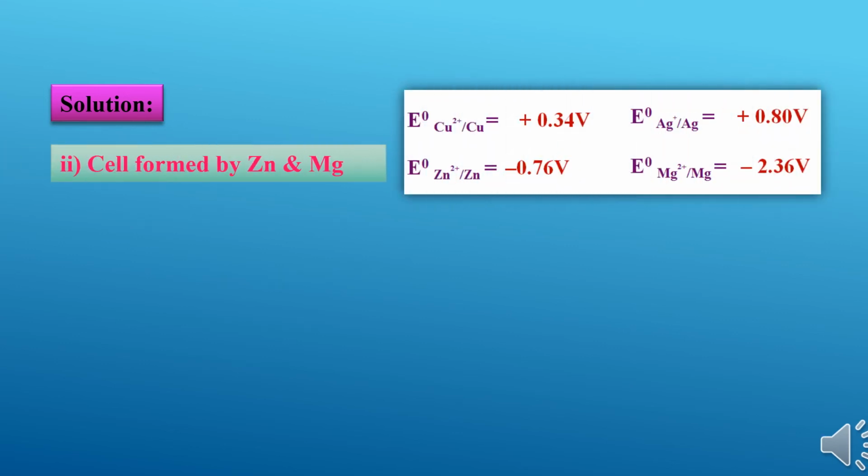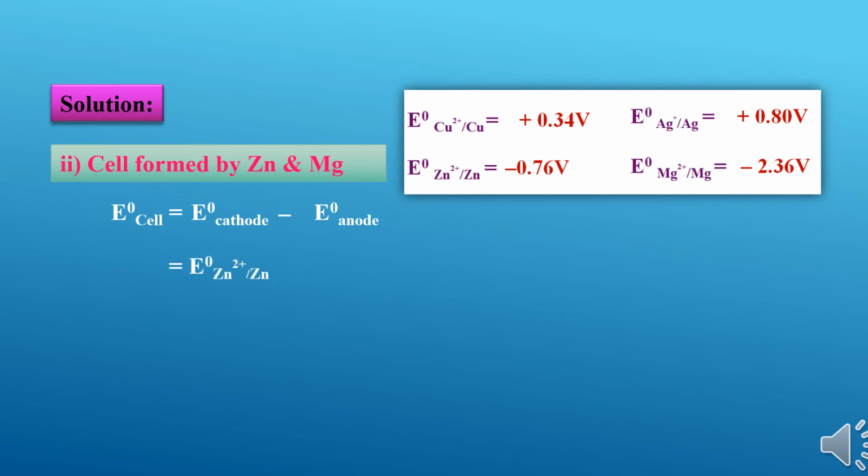Second one is cell formed by zinc and magnesium. The standard electrode potential values for Zn and magnesium are given, and the formula to calculate E naught of cell or standard EMF of the cell is E naught of cell equals E naught of cathode minus E naught of anode. Here which should be taken as a cathode and which as anode? By looking at the standard electrode potential, we can decide. The one which has higher reduction potential acts as a cathode, and the one which has lower reduction potential acts as anode.